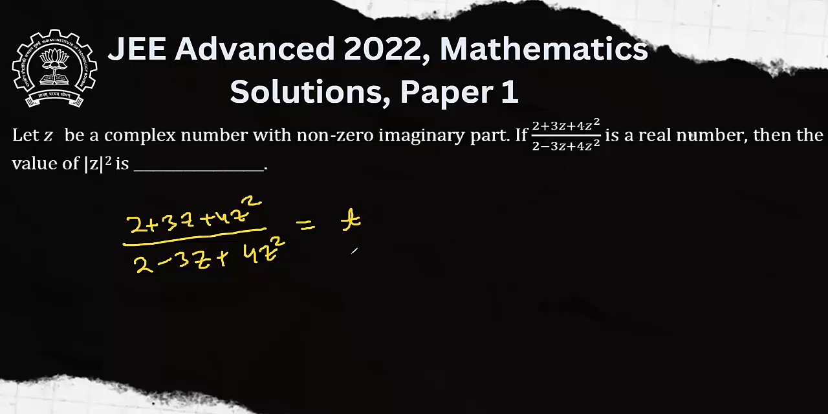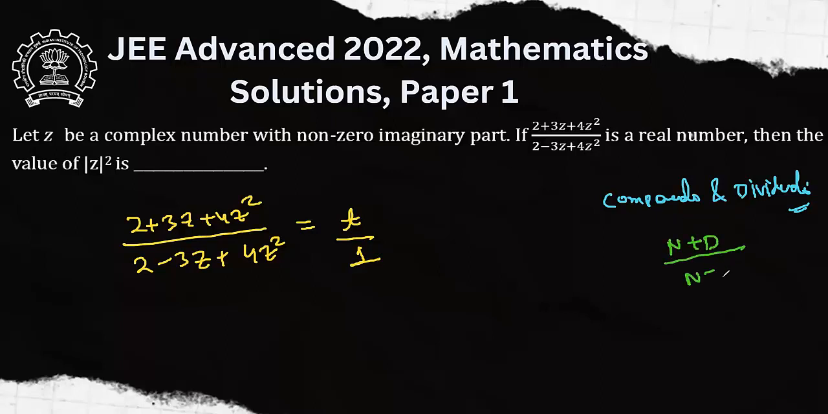Now I can see the elements in the numerator are the same as the elements in the denominator. So there is only a difference of sign. So we can use componendo and dividendo to simplify this. And this is T upon 1 here, right? So for componendo and dividendo, what do we do? Numerator plus denominator upon numerator minus denominator. This thing we do on both the sides of the equal to sign.